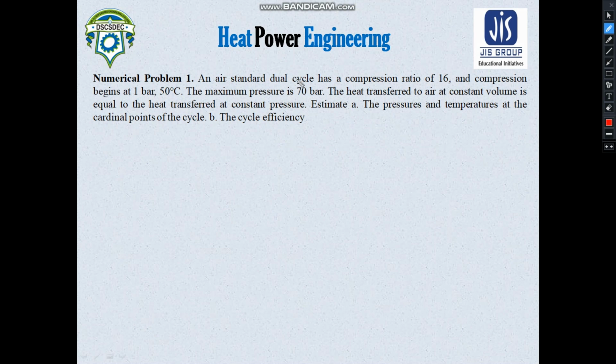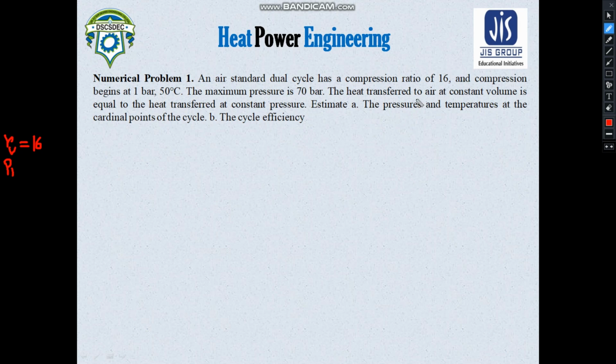An air standard dual cycle has a compression ratio of 16. So you can simply write rv is equal to 16. And compression begins at 1 bar, 50 degree Celsius. I will rewrite these terms later on because I need to draw the diagram. The maximum pressure is 70 bar.